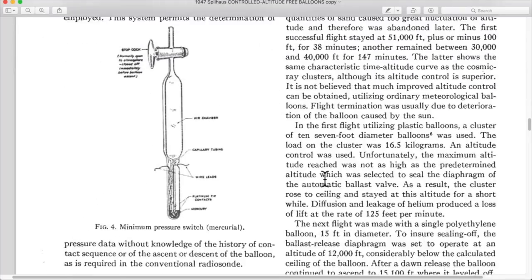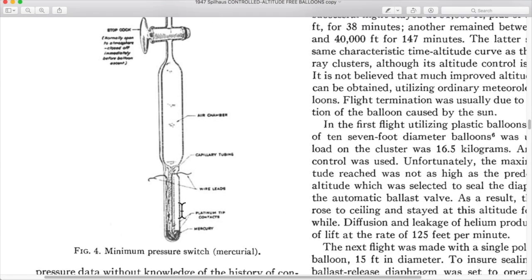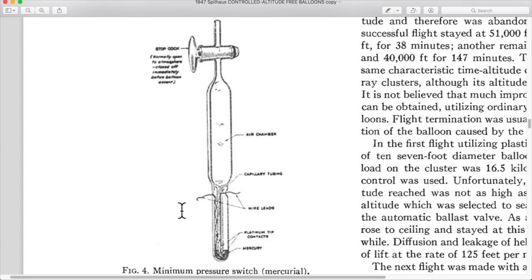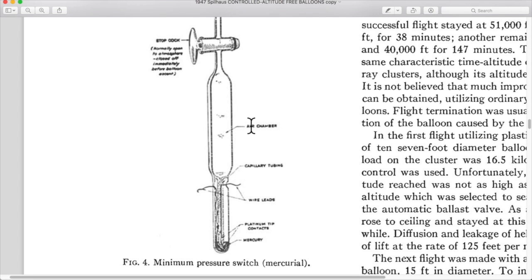So figure 4. Minimum pressure switch, mercurial. Not very good resolution, but let's try and read these things. So we've got a stopcock, normally open to atmosphere, closed off immediately before balloon ascent. So when you're about to launch the balloon, close this valve. And that's meaning the people holding onto the thing, they need to close that valve. Then there's an air chamber, which is trapped below this valve.